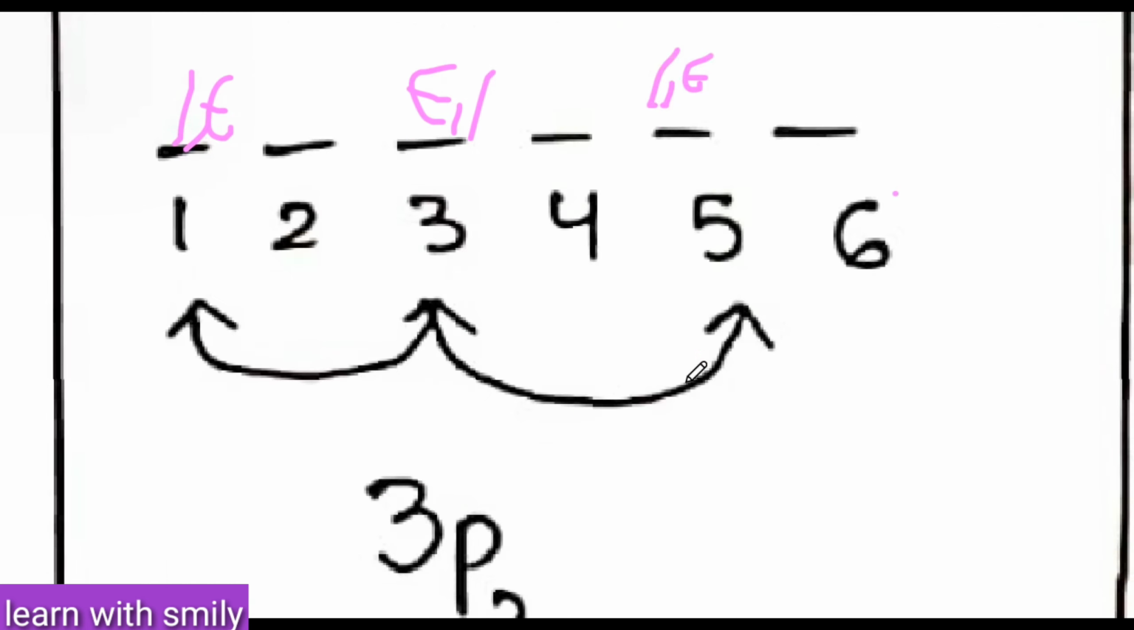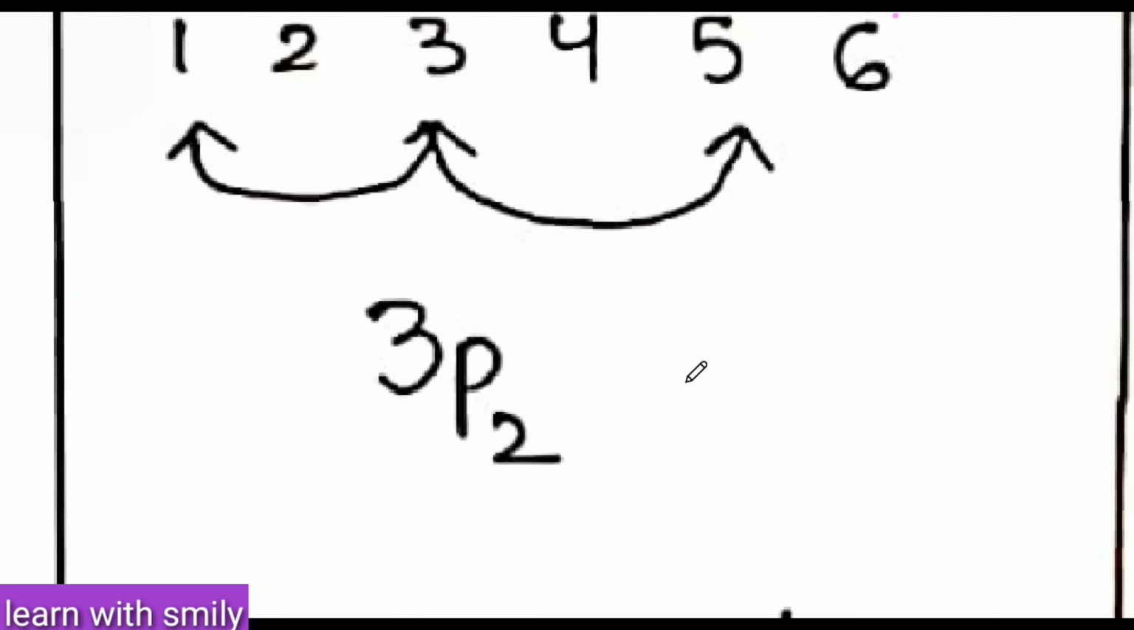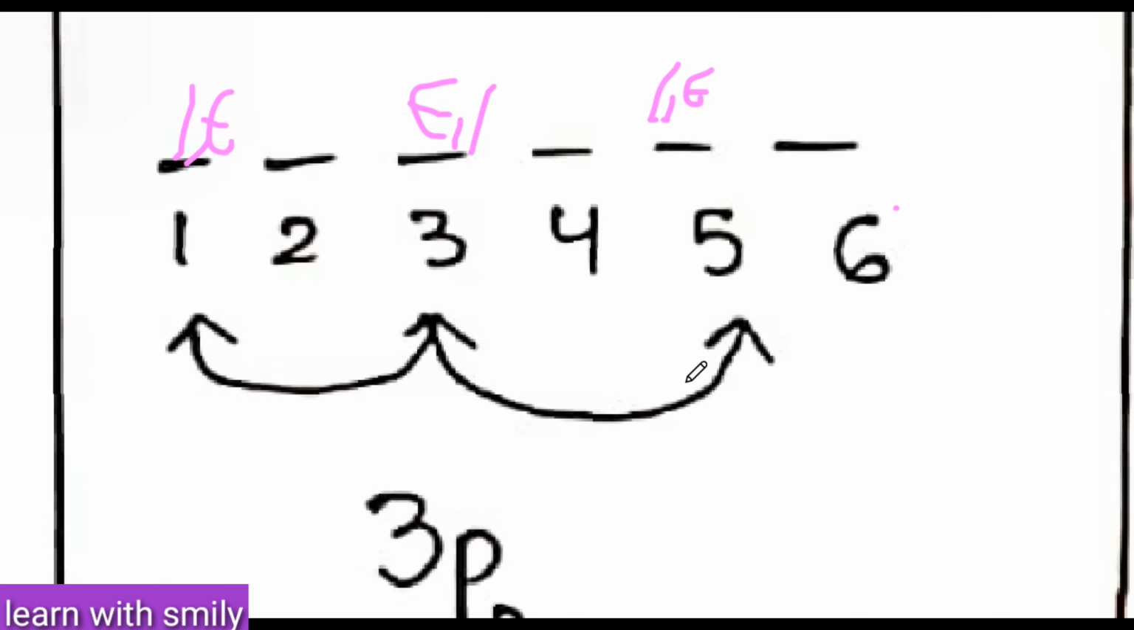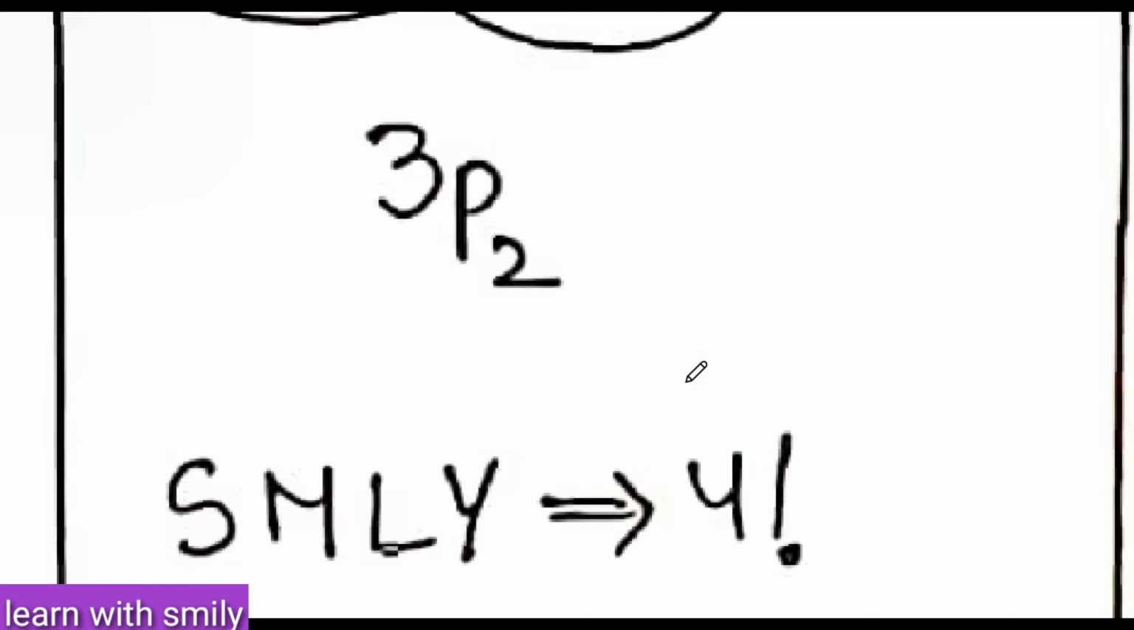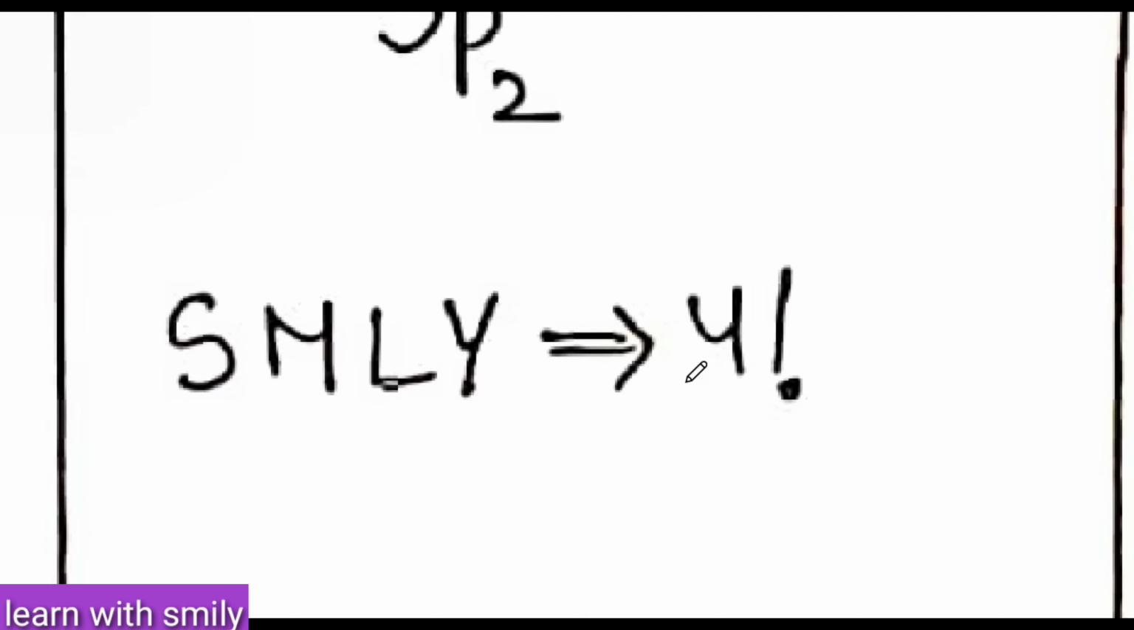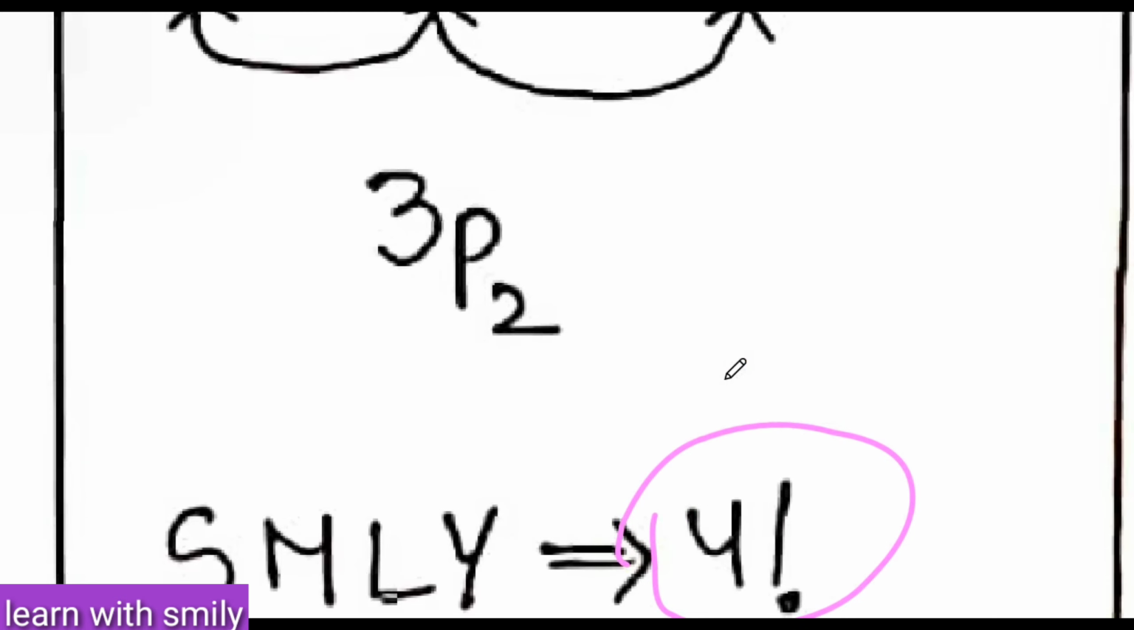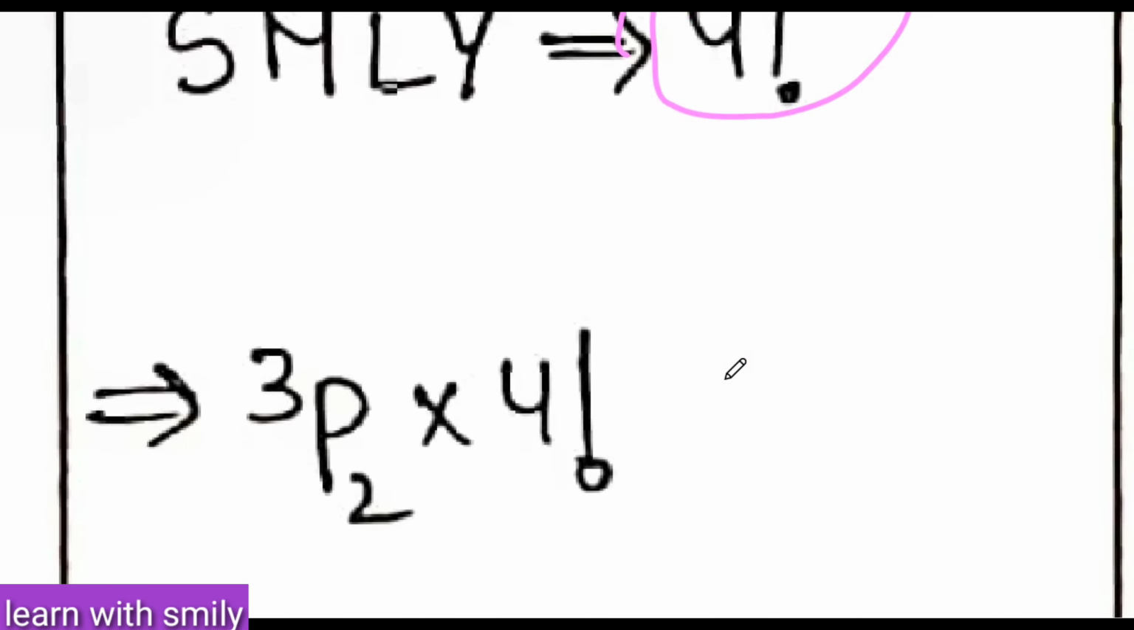So that can be represented as 3P2, and once we take the vowels aside, we have to consider the consonants also. Here S, M, L, Y are the consonants, which are 4 letters that can be arranged among themselves in 4 factorial ways, right? So that's the reason we have to consider this 4 factorial. So the final answer will be 4 factorial into 3P2. Got it?